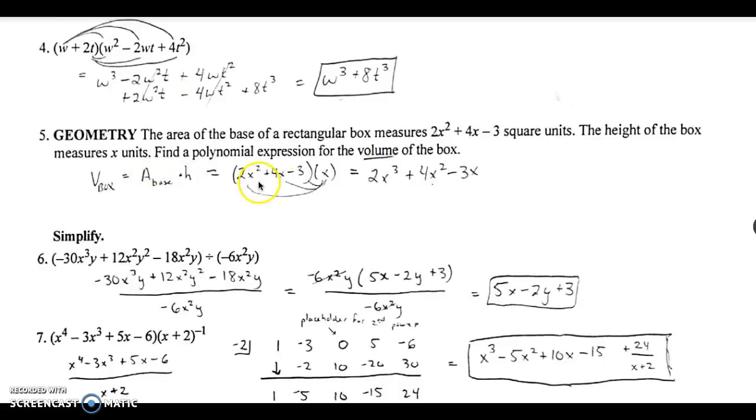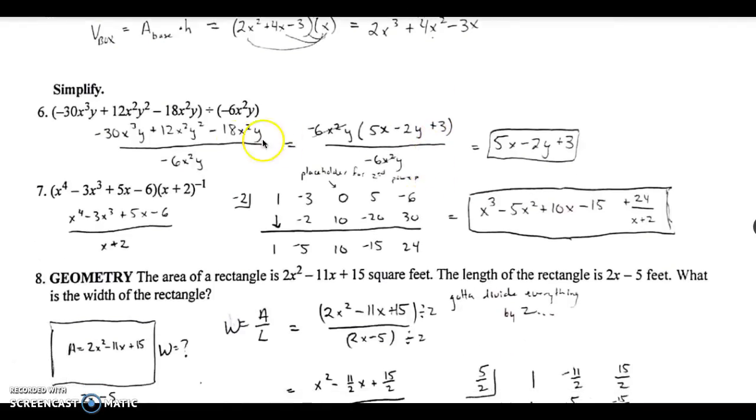So area of the base is the first expression, and the height was x, which they gave us. We're just distributing the x times each of these three terms, and we get 2x to the third plus 4x squared minus 3x, and that is our volume of this rectangular box.